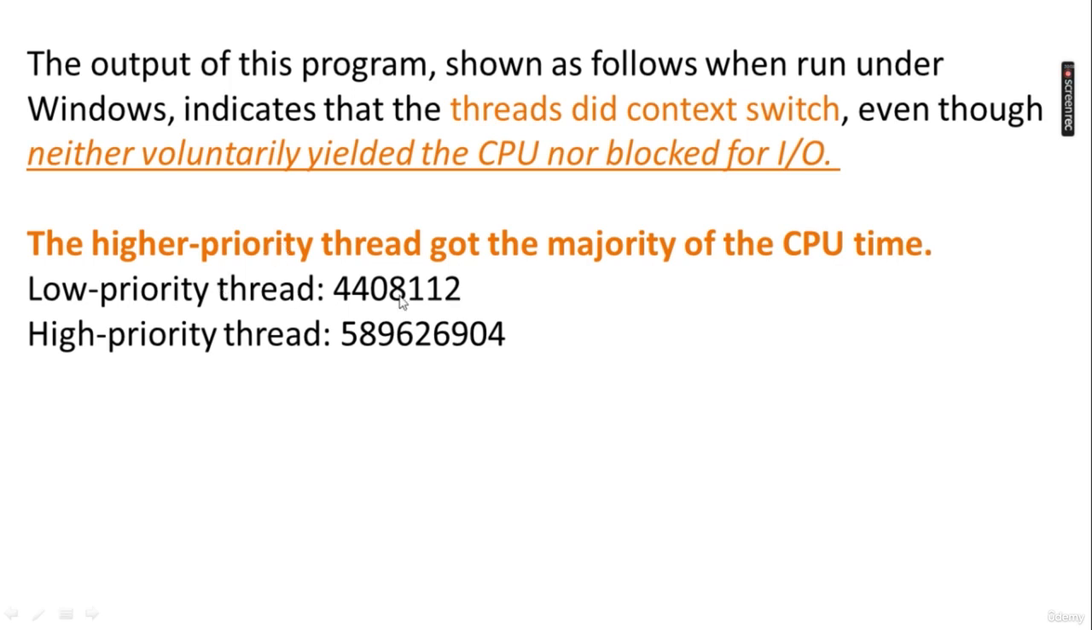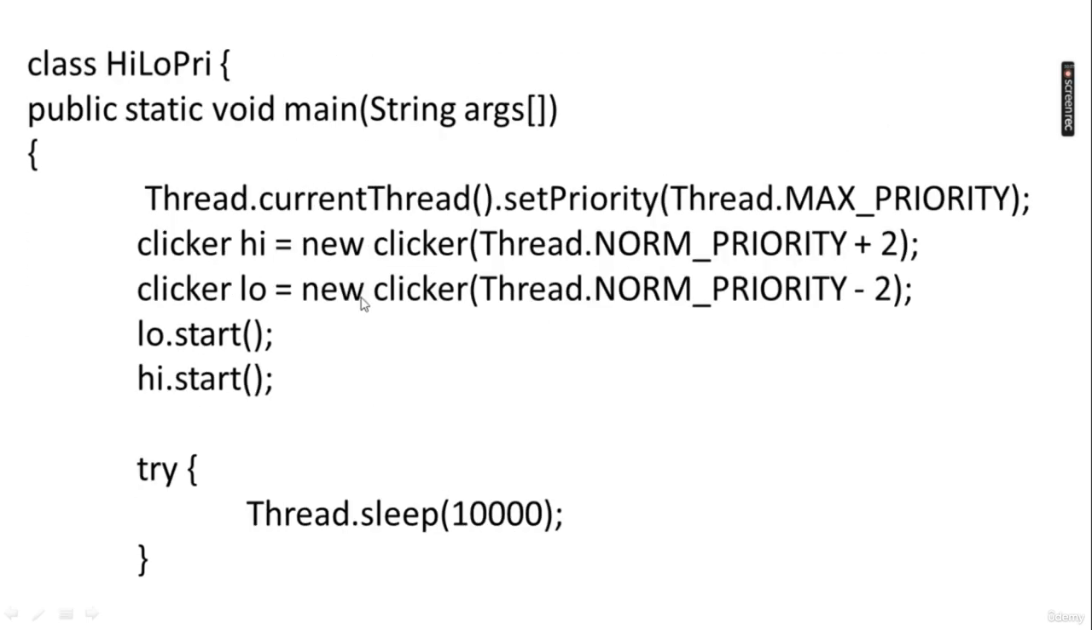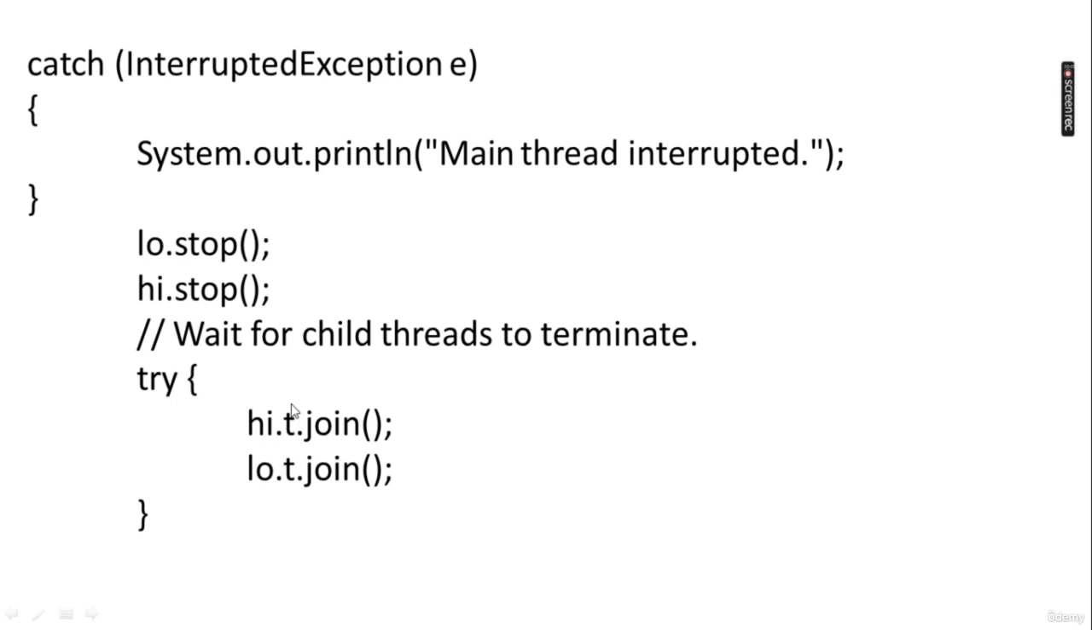Okay, it was run on the Windows operating system. The higher priority thread got the majority of the CPU time, so the value generated by the high priority thread is higher and the value generated by the lower priority thread is lower. What this program is doing: we have set the high priority thread to norm priority plus 2, that is 5 plus 2, 7, and low priority to 5 minus 2, which is 3. First we start the low priority thread and then the high priority thread. Then high waits for join, then low waits for join.